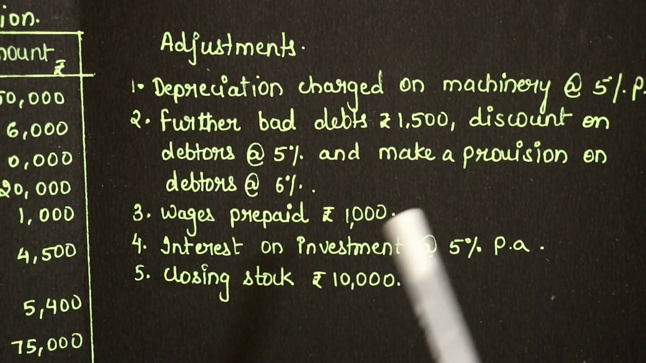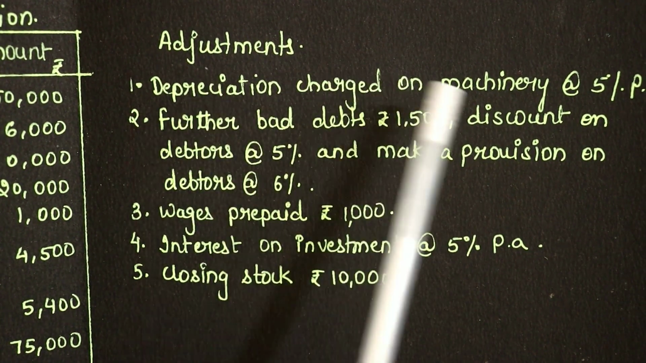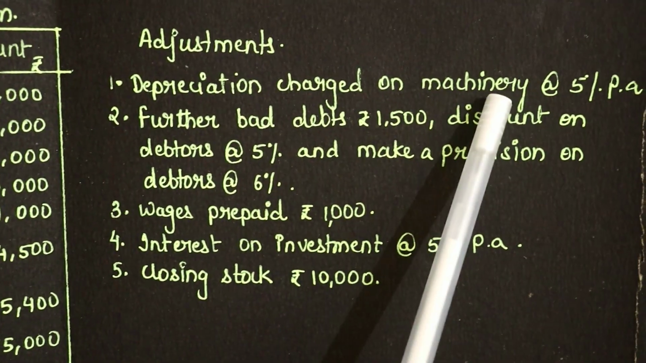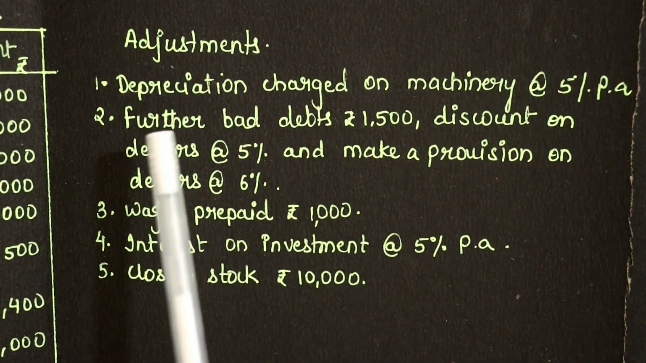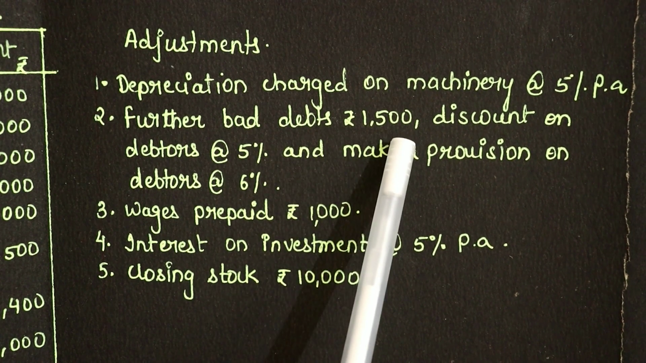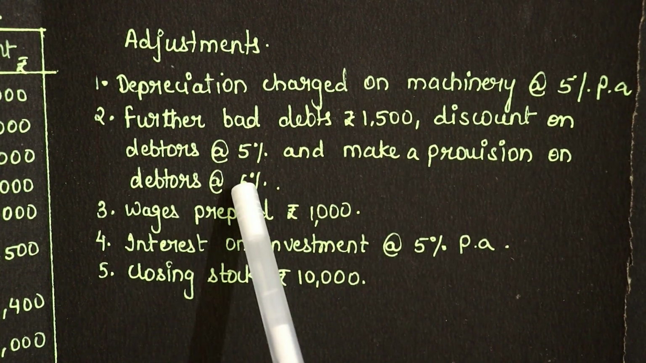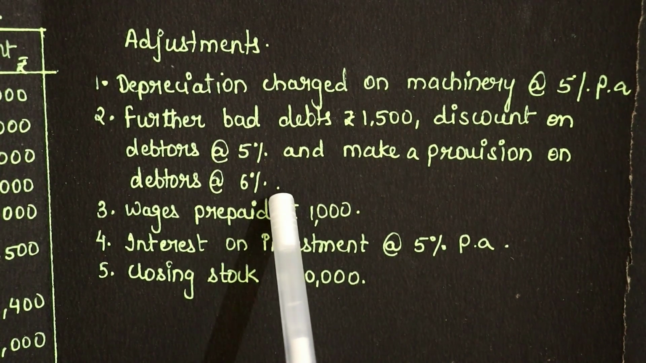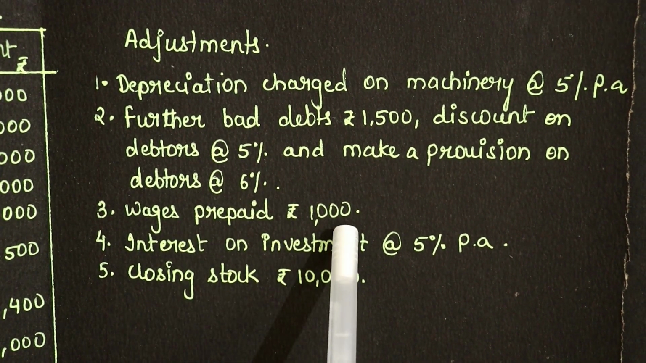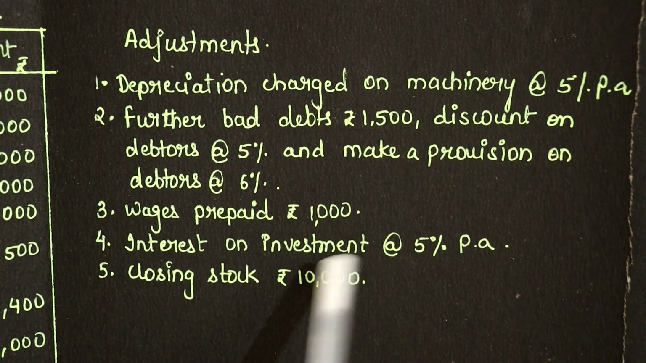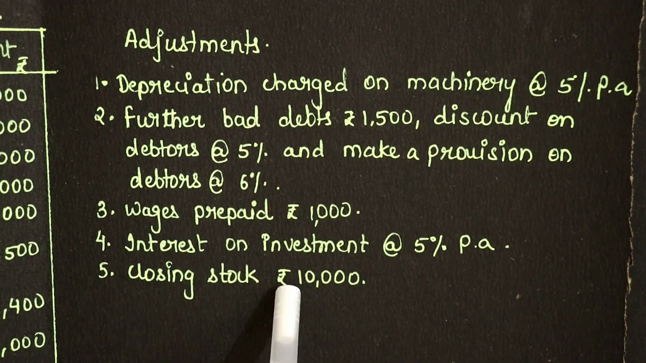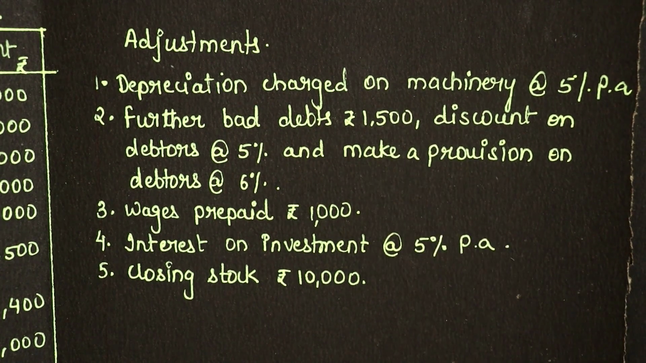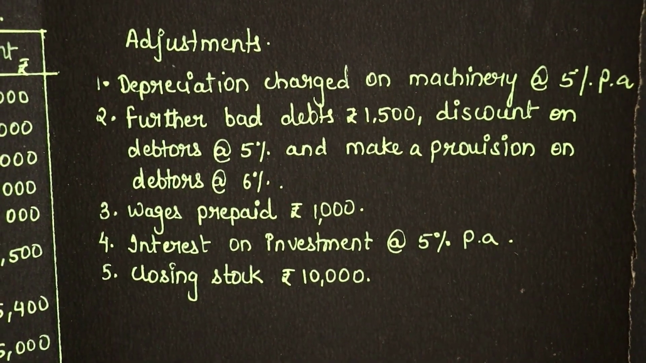The first adjustment is relating to machinery. This says depreciation charged on machinery at 5% per annum. Further bad debts of rupees 1500, discount on debtors at 5% and make a provision on debtors at 6%. Wages prepaid 1000, interest on investment at 5% per annum, closing stock 10,000. So now that we have read the adjustments, we will now proceed with reading the trial balance.